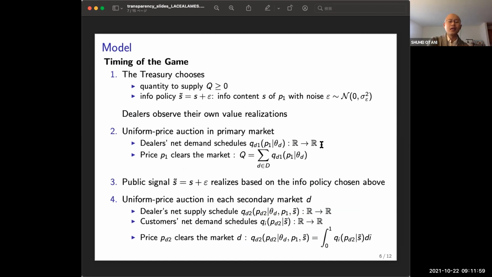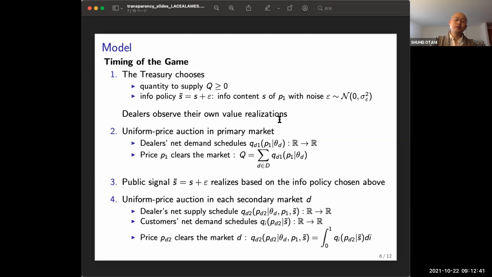And here's the timing of the game. At the very beginning, the treasury chooses quantity to be auctioned in the primary market. And it also chooses the informational content of the primary market after the auction, but with a pure noise. Okay? The pure noise is distributed normally with mean zero and some variance. Since the informational content of the primary market price is determined by the equilibrium trades of dealers in the primary market, what the treasury actually chooses about information policy is just a noise variance. So I analyze what is the optimal noise variance to maximize the expected revenue of the treasury.